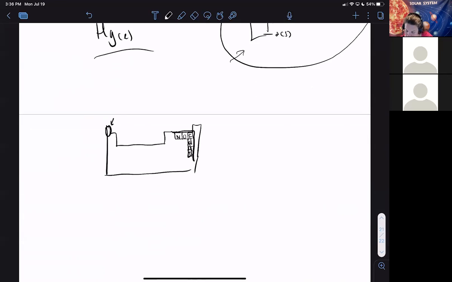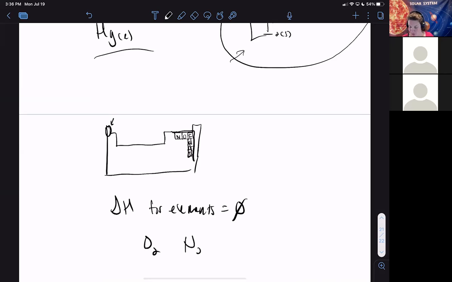As a note, the delta H, the enthalpy for anything in its elemental form, is 0. So it's 0 for any one of our elements. So O2 has an enthalpy of 0. N2 has an enthalpy of 0. Sodium has an enthalpy of 0. So keep that in mind. You will never have to put enthalpies in for those.